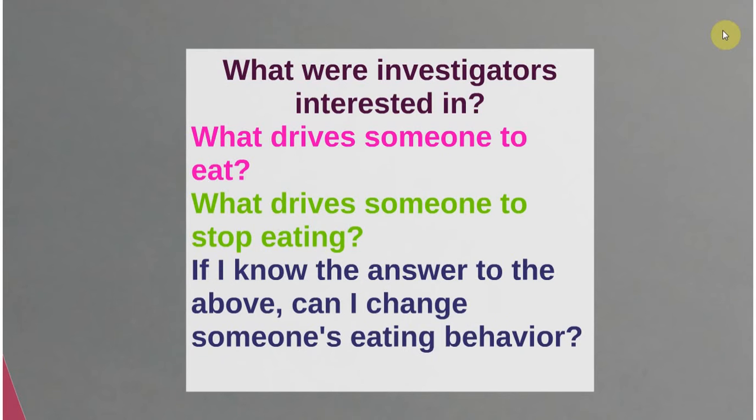And finally, the ultimate question is, if I know the answers to those two questions, can I change someone's eating behavior? In the early 1900s, when they're first exploring these ideas, there was not really an epidemic of obesity around. So they were probably asking these questions more from a basic science viewpoint. But today we are looking at these questions from a different viewpoint. We want to know if there's ways that we can treat people when they have been affected by obesity.